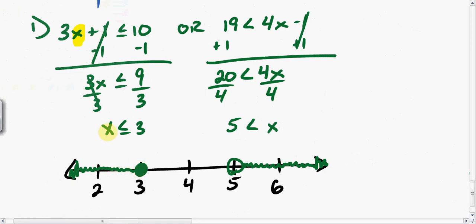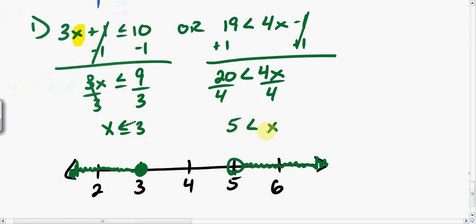All right. We've got x is less than or equal to 3. The variable is on the left-hand side, so we can listen to that little arrow. The arrow is telling us to point left, so we shaded that way. Is 2 less than or equal to 3? Yes.